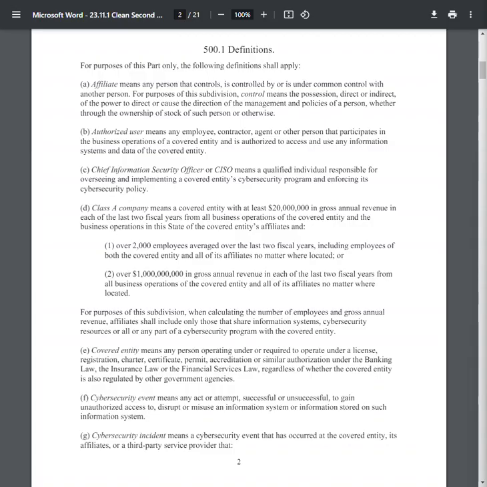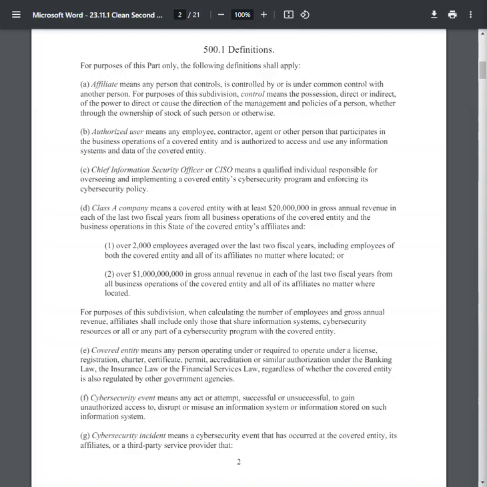And then we have Chief Information Security Officer, or the CISO. That means that person reports directly to the senior management. So he's basically the head of the cybersecurity or information security department and is responsible for overseeing and implementing the organization's cybersecurity program and enforcing its cybersecurity policies.